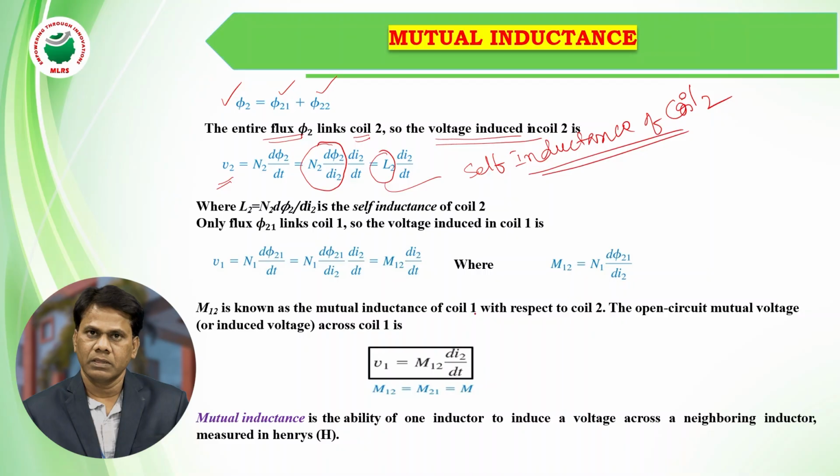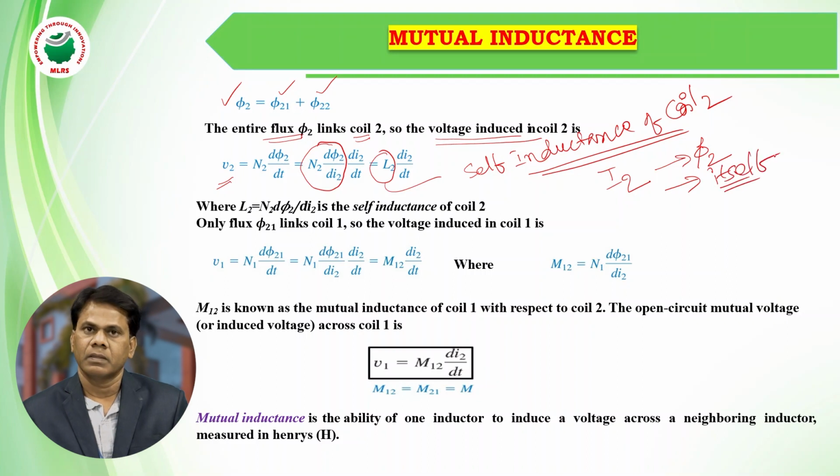In the last class, we discussed what self-inductance is. The current I2 flowing in coil 2 produces flux phi 2, and this flux links with the same coil itself. So this self-induced EMF opposes the cause which is producing it in coil 2. That is the meaning of self-induced EMF and self-inductance. Here L2 is the self-inductance of the coil when current is applied to coil 2 and there is no current in coil 1.